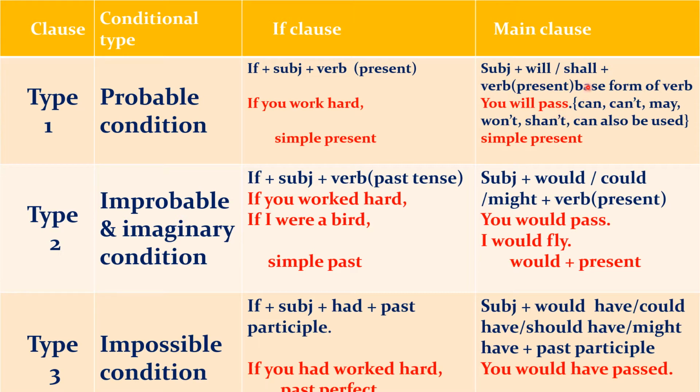We can use shall, can, can't, may, won't, and shan't also. So the structure is if plus subject plus simple present tense in the if clause, and in the main clause subject plus will plus present tense. In the if clause we use simple present tense, and in the main clause will or shall or can, etc., plus simple present tense.